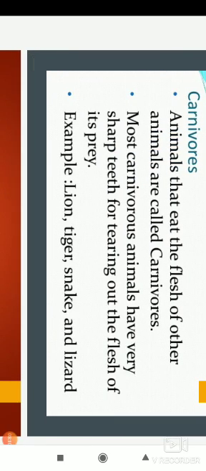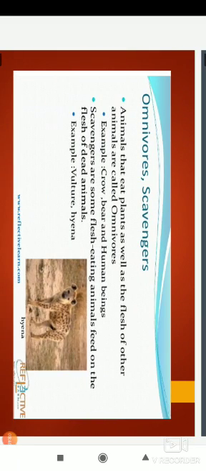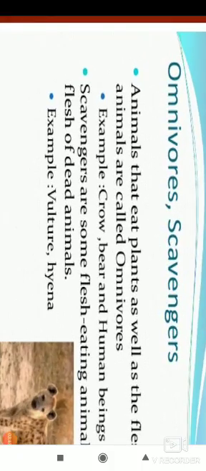Next you can see carnivorous animals. They are again flesh eating animals, and they have sharp teeth, as I said. Their incisor teeth are very sharp, right? So they are able to grab the food and tear the flesh of other animals. That is why they are able to eat the flesh of other animals. In this category we can say lion, tiger, snake, and lizard. All these animals are carnivorous animals. The next one you can see is omnivorous as well as scavengers.